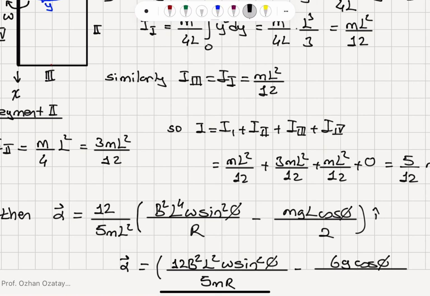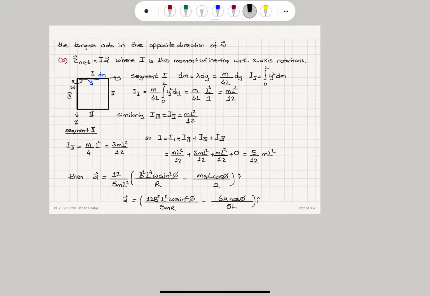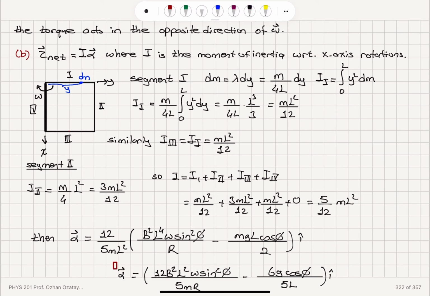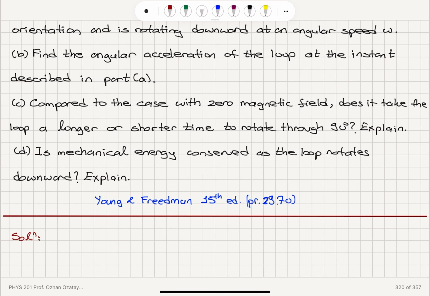Also, I get rid of one of the L's here. So I have one L remaining at the bottom divided by 5L in I hat direction. So that's the angular acceleration I'm looking for in part B. Now let's move on to part C.